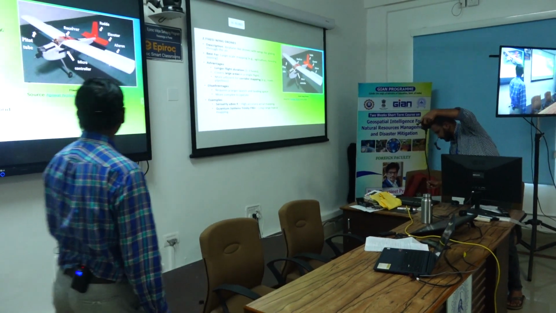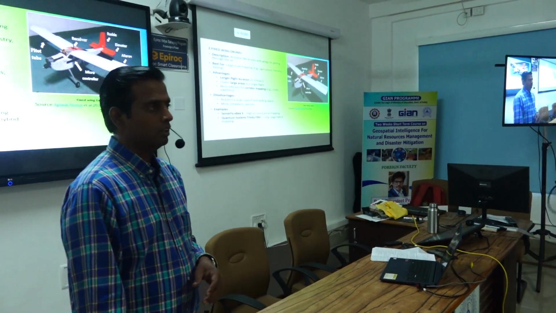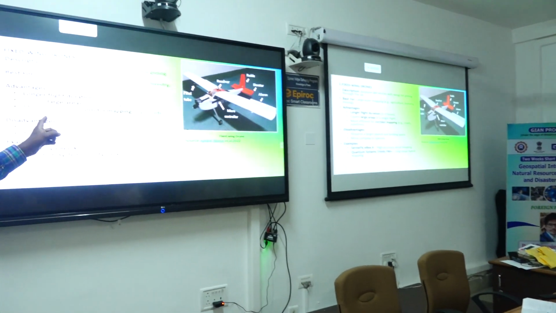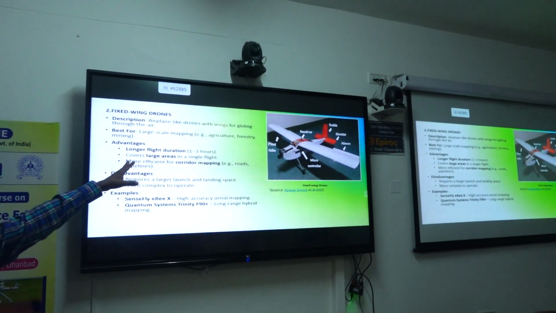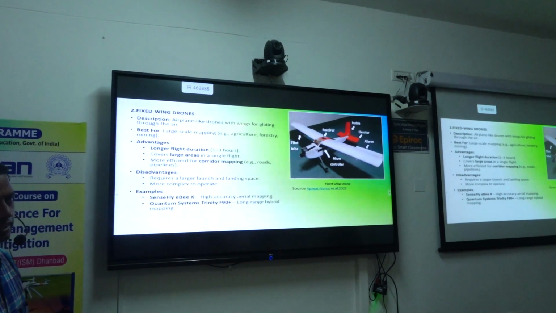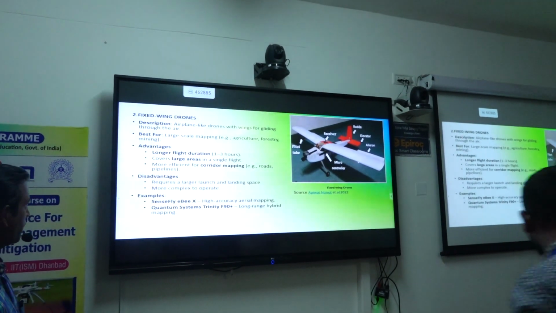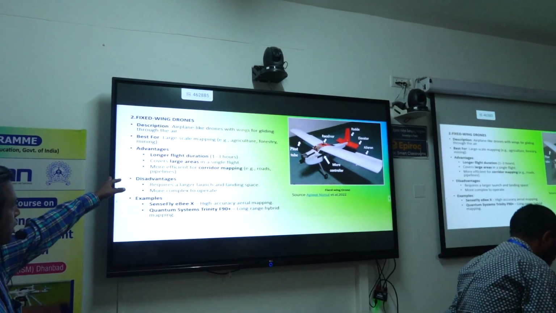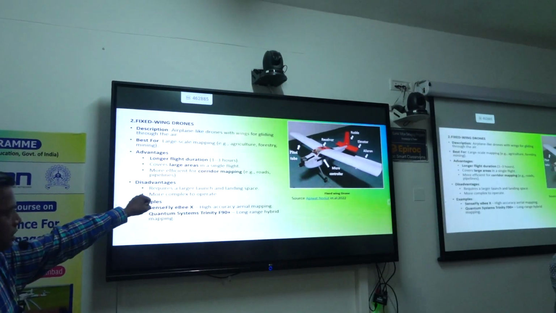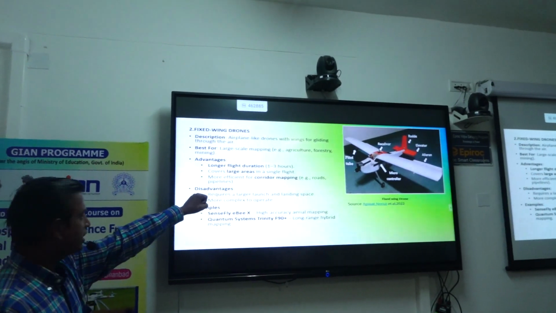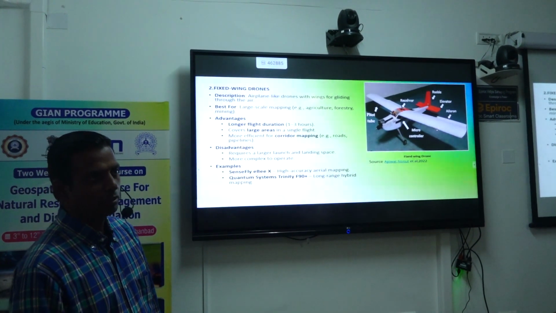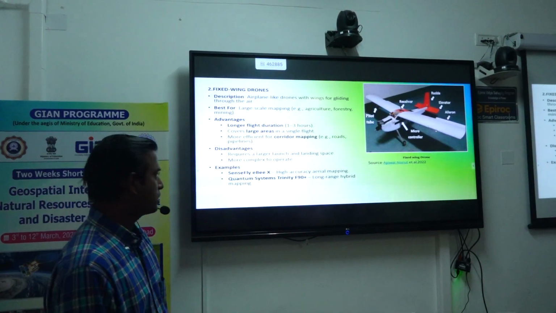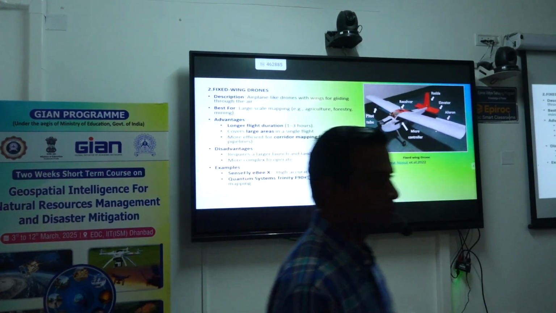And the next one is about the fixed wing. Fixed wing, aeroplane-like drones with wings for gliding through the air, are best for large scale mapping, that is agricultural, forestry and natural disaster mapping and all those things, and mining. The advantages are longer flight duration, around 1 to 3 hours, coverage of a larger area in a single flight, and more efficient corridor mapping like roads and pipelines. But the disadvantages are it requires a larger launching pad and landing space, and is more complex to operate.